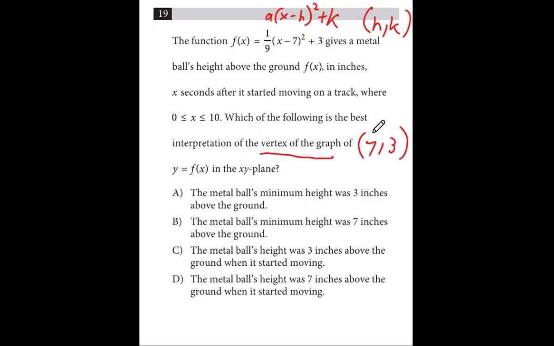So it asks, which of the following is the best interpretation of the vertex of the graph? Well, the vertex is always at a minimum or a maximum. So in this case, saying when it started moving isn't correct. That would be at 0. This is at 7, or t equals 7. And then for the 3, the minimum height is correct. And then for the 3, it's the ball's height above the ground in inches, t seconds afterwards. So 7 seconds after it started moving, it was 3 inches off the ground. So the minimum height was 3 inches above the ground. That is correct. Answer is A.